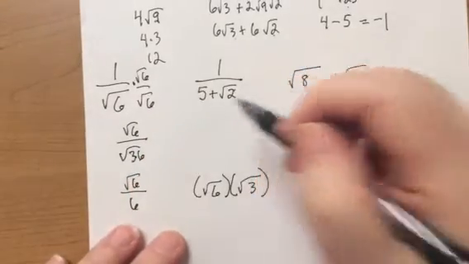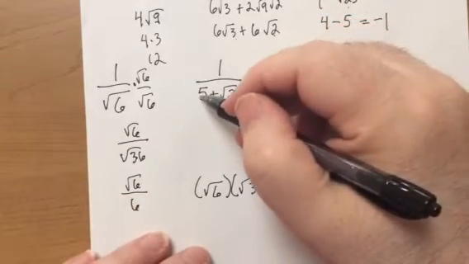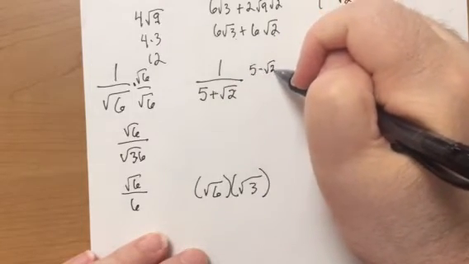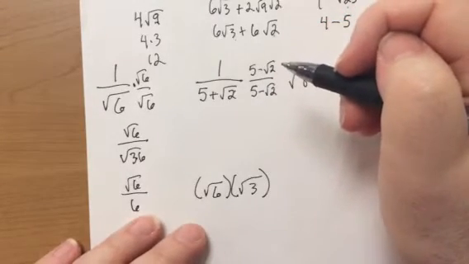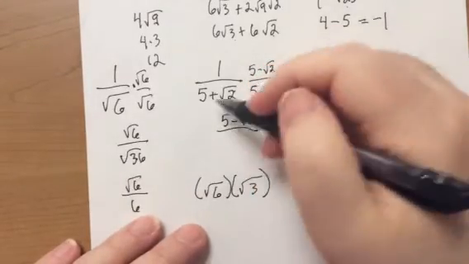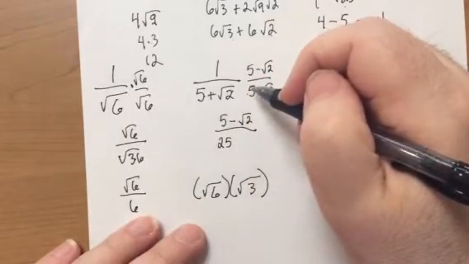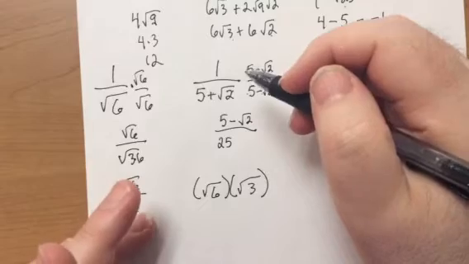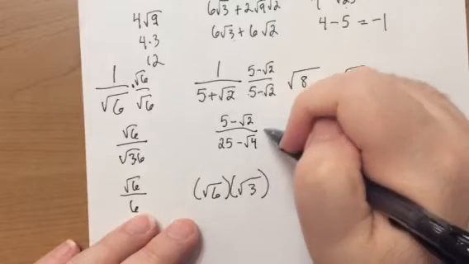Now here's the hard problem. Need to have a hard one on the final, but you just multiply by this, switching the sign in front of your radical. So it'd be 5 minus square root of 2. So multiply straight across, 5 minus square root of 2 over 5 times 5 is 25. Now notice, 5 square root of 2 minus 5 square root of 2 is 0. So it drops out, and then square root of 2 times the negative square root of 2 is negative square root of 4.